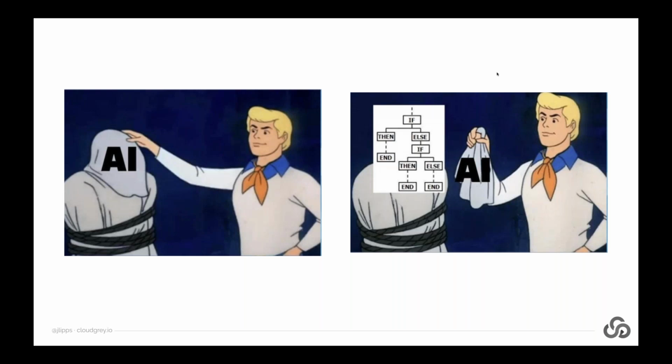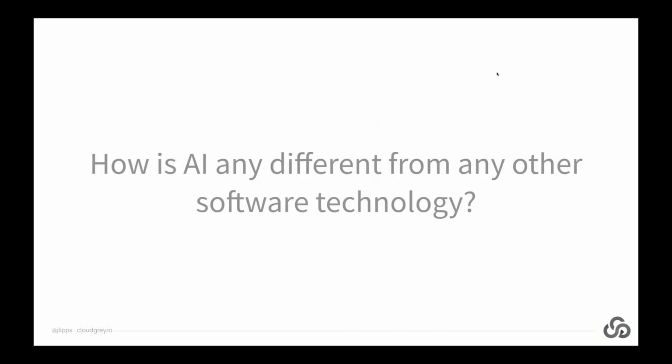So here we have the image of a bunch of if-then-else statements. And we all know that we can use computer programming and conditional logic and a whole host of other non-intelligent tools to develop software that in some way behaves intelligently to us. So the question is, how is artificial intelligence any different from any other software technology that we've been taking advantage of for decades?